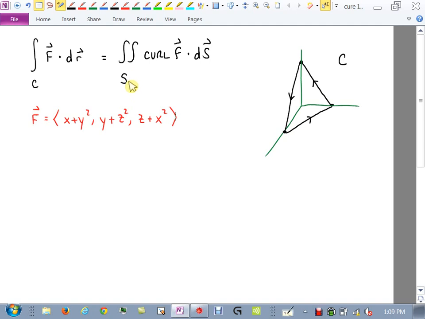S is a surface, right? But what surface? The surface bounded by our curve, right? When we draw that curve, the triangle, it creates a surface. That surface is this little portion of this plane here. So let me kind of shade that in. It's just this part here. This is not solid, right? It's not a solid tetrahedron. It's just one of the faces of the tetrahedron. And we will call this S.